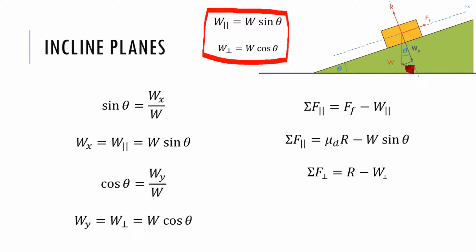I can also do the net force perpendicular to the ramp, or this would in other words be the net force in y. And here I have the normal force acting up in the positive y direction, we could call it, and I have the y component of the force of gravity acting down. So again, I can substitute in what I know.